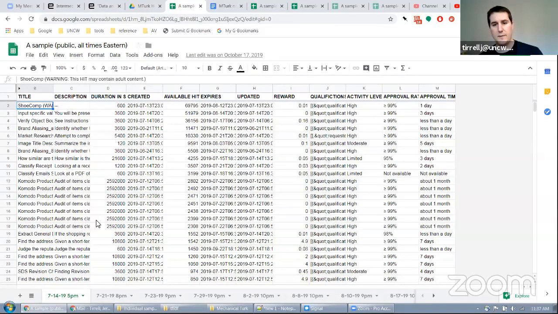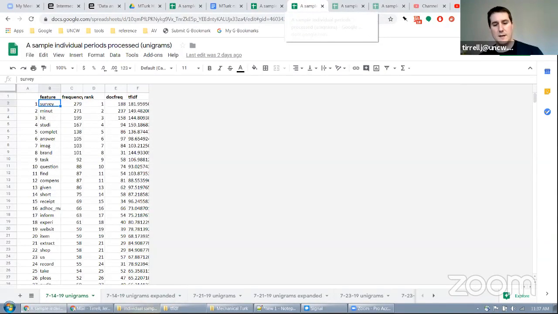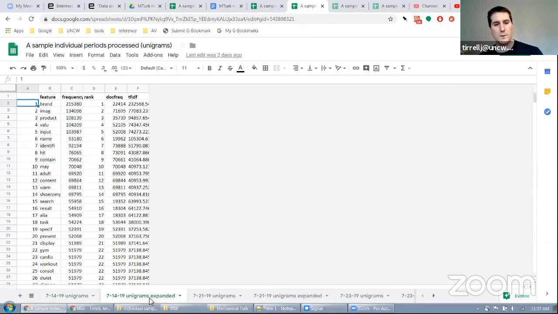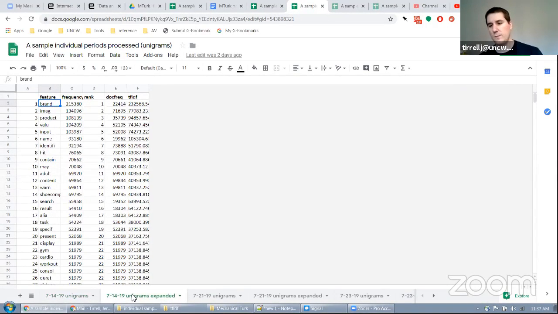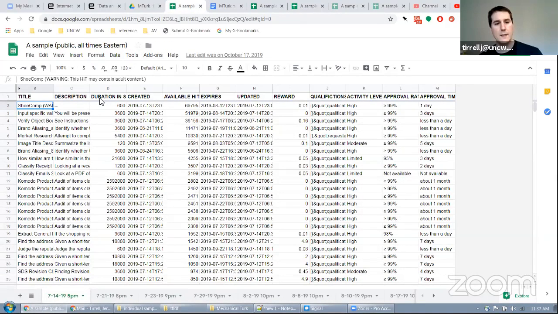July 14th. So you've got the unigrams there. You've got the expanded or multiplied there, and you can see it shifts from survey to brand when it's done by available hits. And we can actually take a look at why. Where was brand? So brand aliasing here, got some available hits there.